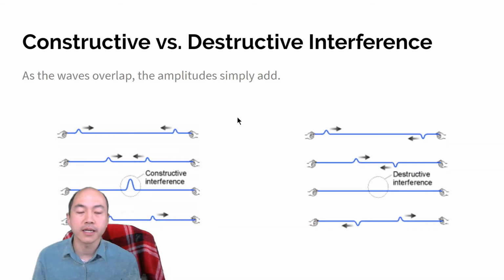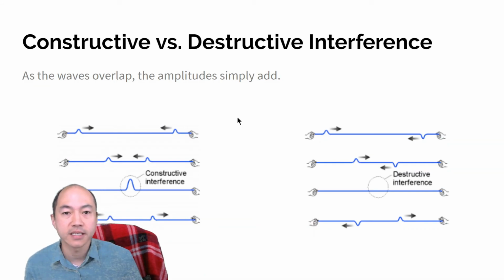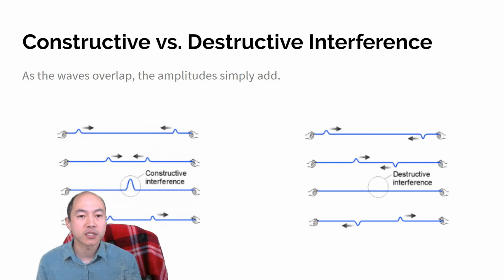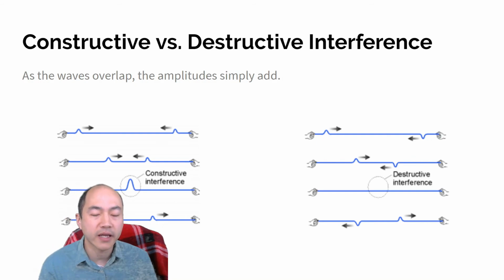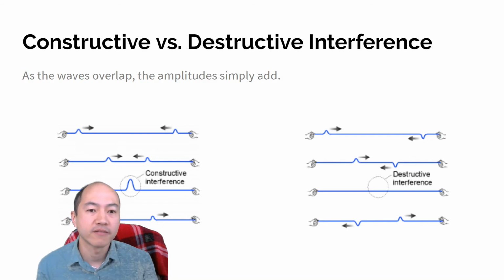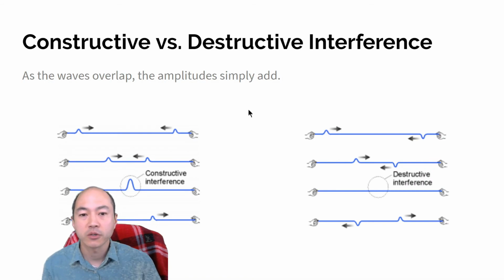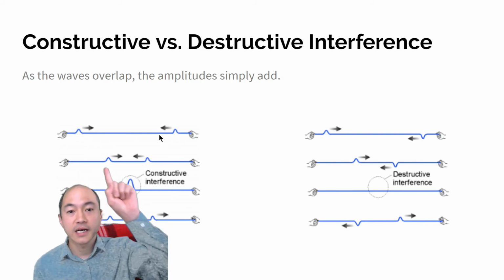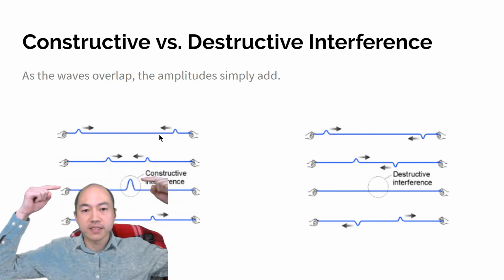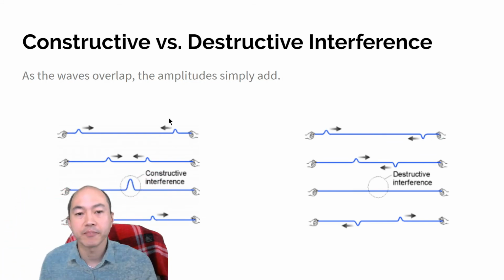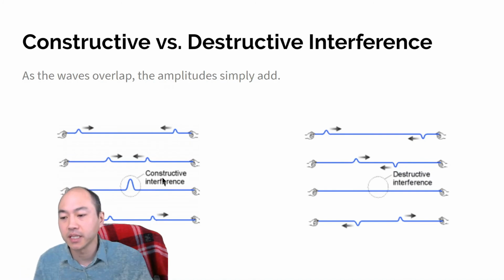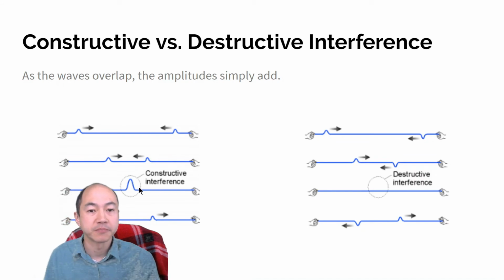So here's another slide just to illustrate this idea of what we call superposition. And there are two categories that are oftentimes described. One is called constructive interference, and the other one is destructive interference. So constructive interference here is when we have two waves that are both on the same side, and they add together, and they constructively interfere. So they construct to make a bigger wave.